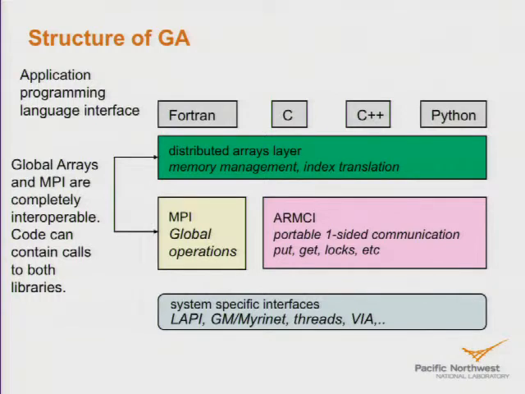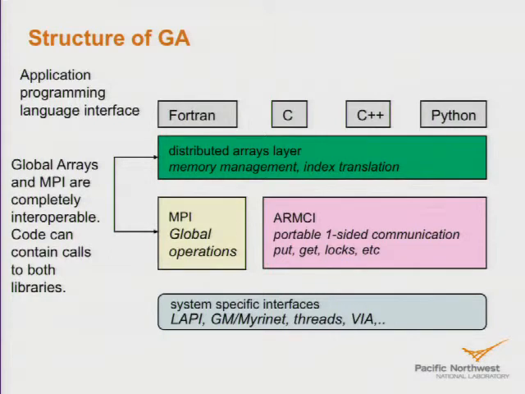On top of that, most of GA is built on the ARMCI library, which is mostly written in terms of these network interfaces. But we also use some functionality from MPI for things like global operations. On top of that is the actual GA source code itself, where all the functionality for GA exists. And on top of that are the language-specific bindings for Fortran, C, C++, and Python.